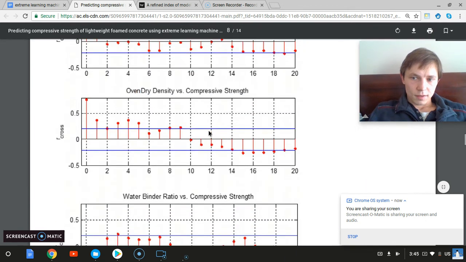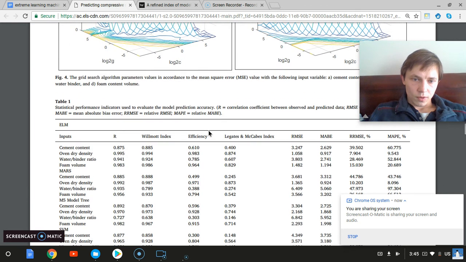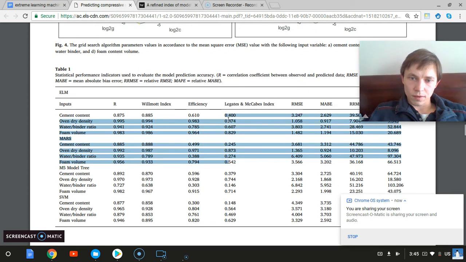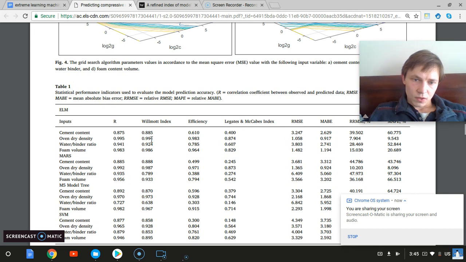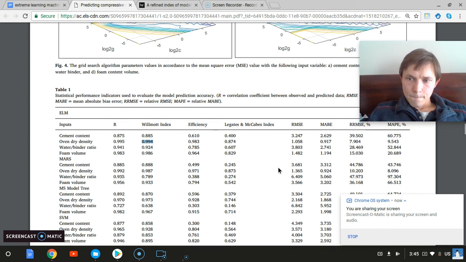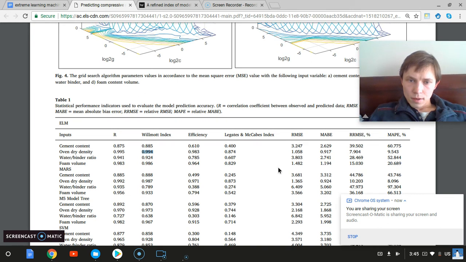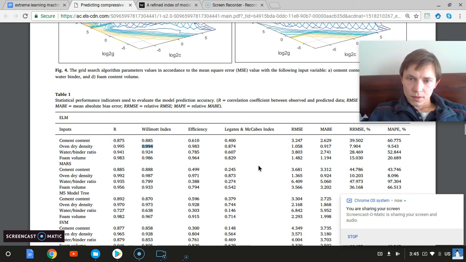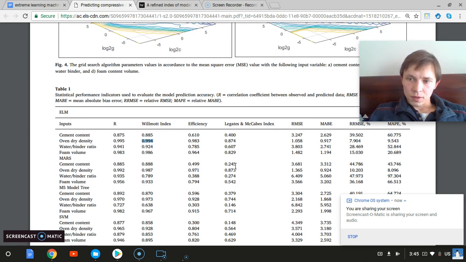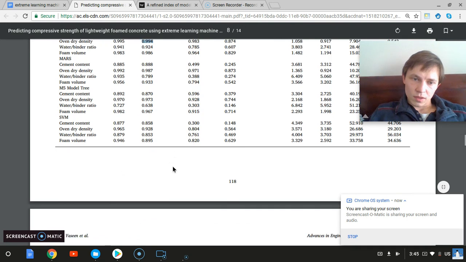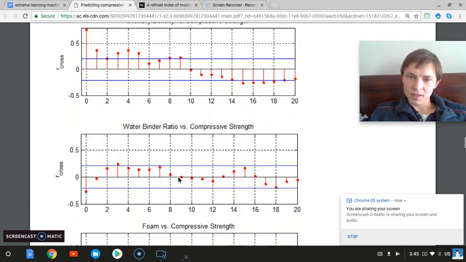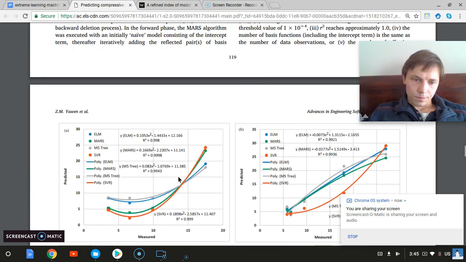Let's see, I'll show you. So these are the Legates numbers. These are Willmott's numbers. And so you can see some of them are near one. I don't see the Nash; I guess they didn't even implement Nash here, since they basically just said it's not as good. So you probably don't want to use the Nash index. It's from the 1970s, and it has some problems.